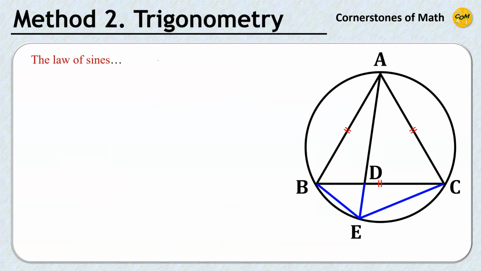Alright, now let's try the second method, the trigonometric method. More specifically, we are going to use the famous law of sines. Like I said, we don't need any additional lines here. But before applying this famous trigonometric law, we need to introduce some length and angle variables.